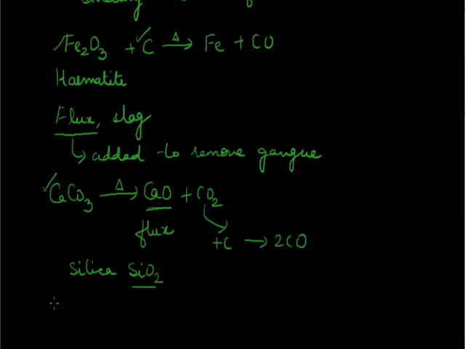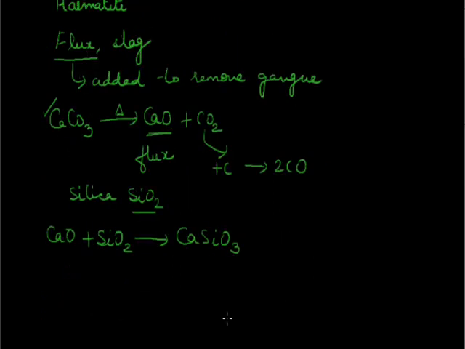Flux reacts with impurity and forms calcium silicate, which is known as slag. So slag is a term given to the product of flux and gangue. Flux reacts with gangue and removes gangue in the form of slag.